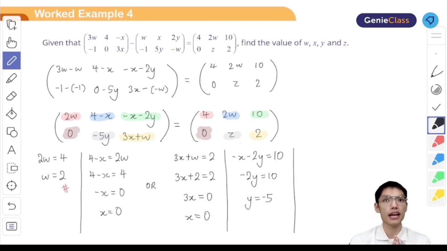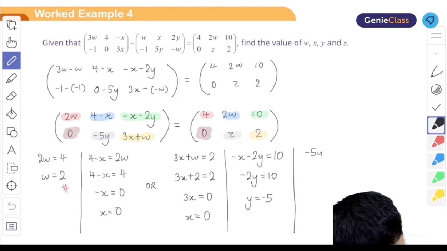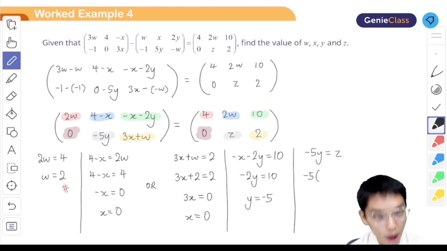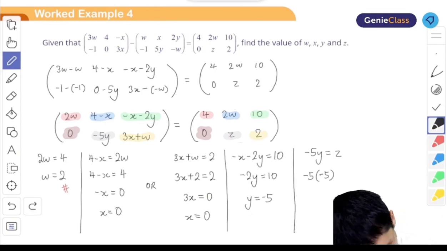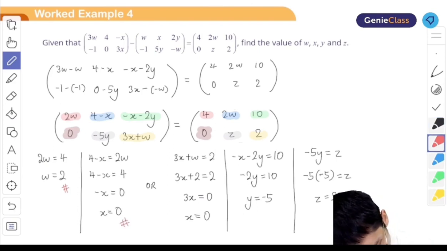What else haven't I solved yet? The gray color one. So I have negative 5y is equals to z. Negative 5 times, in this case, y is minus 5. Give me an equation there. So 5 times minus 5 equals to z. Sorry for that. Equals to z. Z is equals to 25.